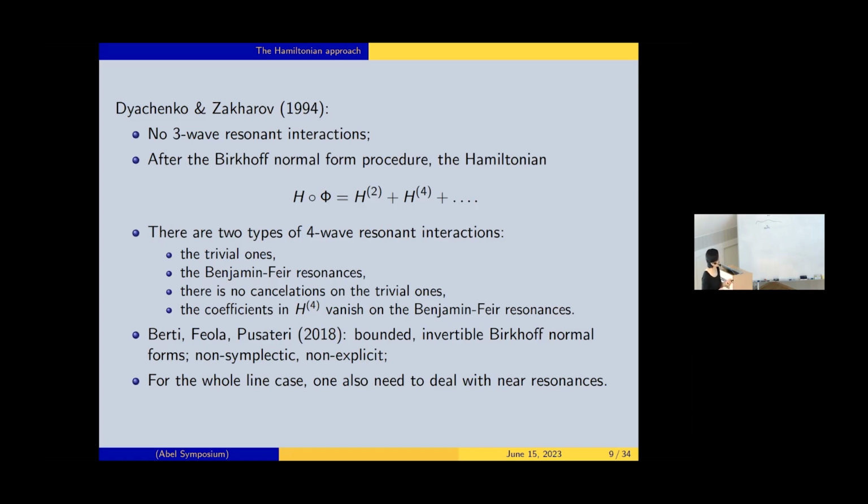And what they showed is there are two types of four-wave resonant interaction. Okay, so in fact, the trivial ones are there. So there's no cancellation for the trivial interactions, but the non-trivial ones are all Benjamin-Feir resonances. And what they find is that the coefficient of H4 vanishes on the Benjamin-Feir resonances. Okay, but there's no cancellation for the trivial ones.